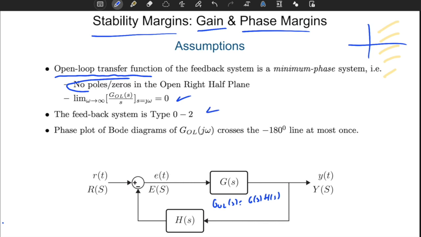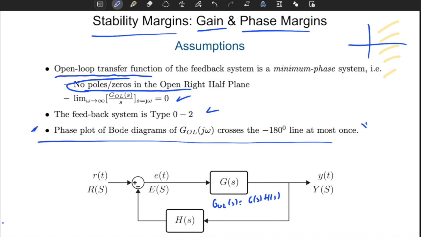Technically, if you satisfy these assumptions, the second and the third one are just trivial. The last one is really not critical, and we added this just to ease the content, for you to better understand the phase and gain margin. Keep in mind that you can still analyze gain and phase margins of the system even if the phase of the Bode plot crosses the minus 180 line more than once, but you should be more careful. And in general, it is really advised to draw the Locus diagram to better understand this.